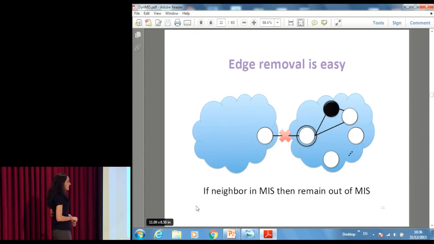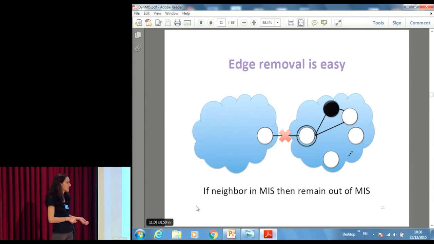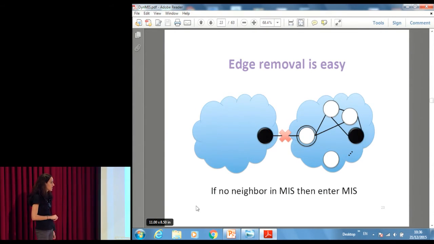Suppose it wasn't in the MIS, then I look at its remaining neighbors. If one of them is in the MIS, then it stays out. And it could also be that this guy was in the MIS before. But it's okay. If it still has another neighbor in the MIS, it stays out. If it doesn't, and I added this node just to excuse why these guys are out, because they have another neighbor in, so if this guy doesn't have any of the remaining neighbors in the MIS, then it has to go in. Okay, and now this edge is gone, so this is not a violation. Okay, make sense?